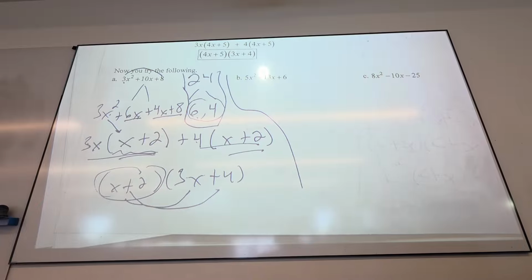What do they both have? They both have x minus two. So you take it out in front, put that out front. So it'd be x minus two in parentheses. Good. Go ahead and see what's left.